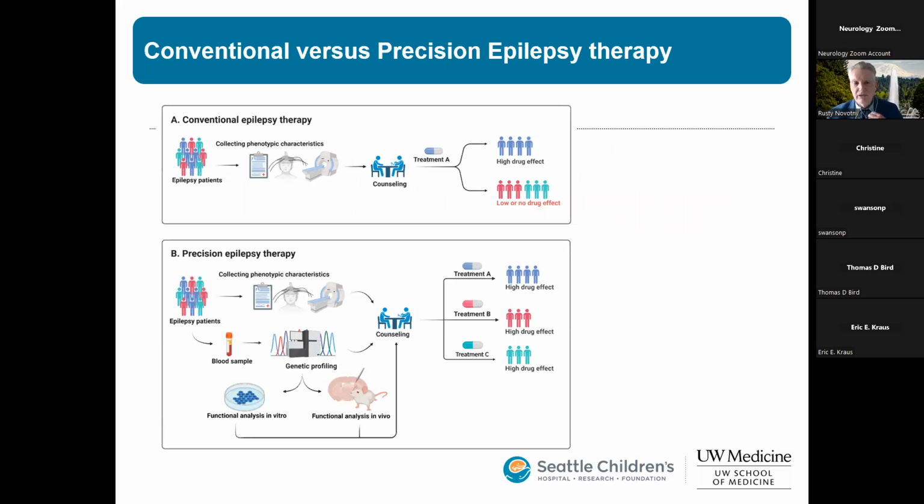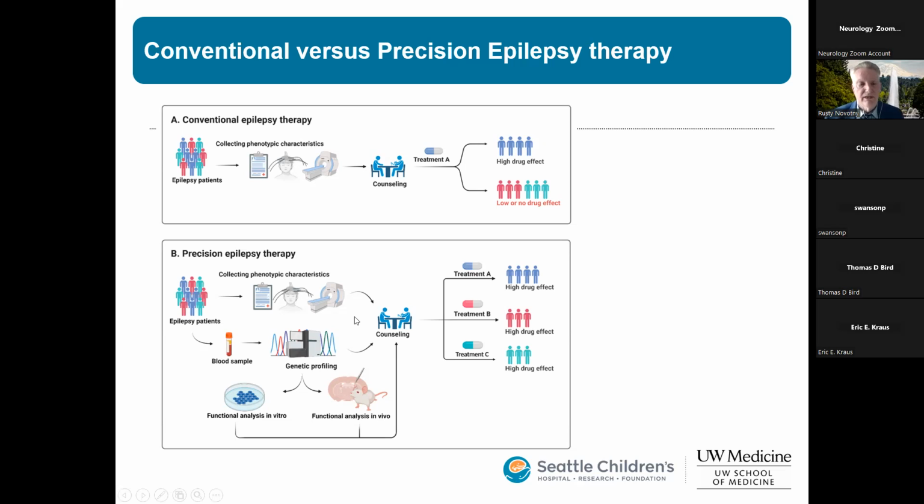I think it's important to recognize when we identify underlying genetic causes, it really changes our therapy. So with conventional epilepsy therapy, you identify the phenotype, you identify the epilepsy syndrome, the seizure type, you review that data and obviously the imaging, and then it's kind of a trial and error treatment based on the type of seizure, type of epilepsy syndrome as well.